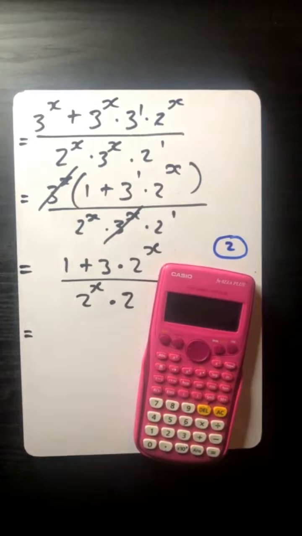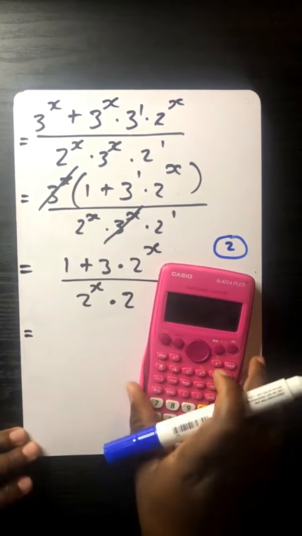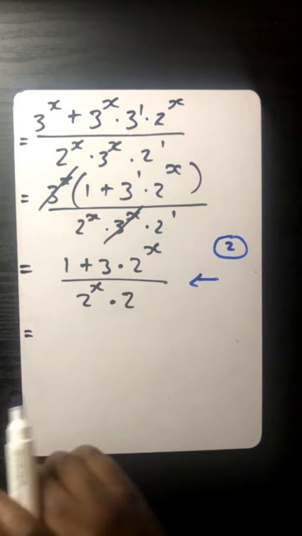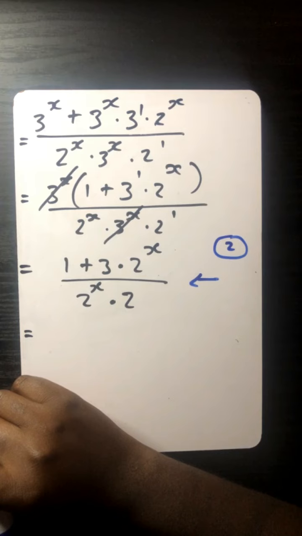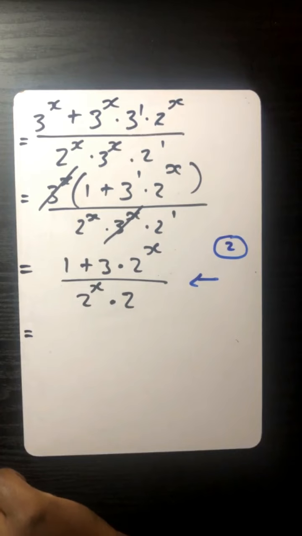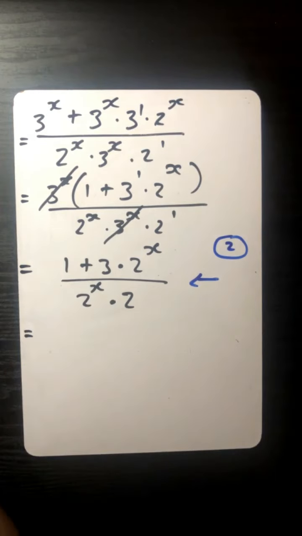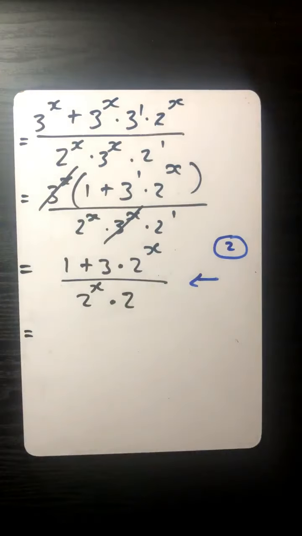Guys, are we still together? Yes, sir. What are you guys getting? So when substituting with 4, sir, it gives me 49 over 32. When you substituted, what did you substitute with? 4. Oh, okay. So this is an indication that somewhere we made a mistake.